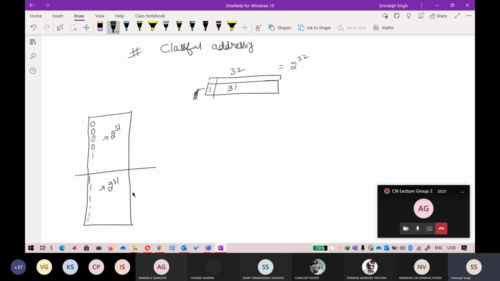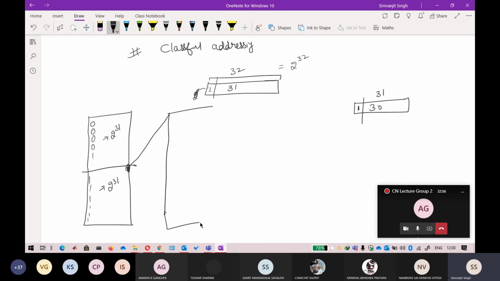Now understand this particular point. I am standing here, and my address space is 31 bits, because that is the total available here. Out of these 31, I am again fixing one bit, and the remaining part is 30. If I fix one bit again, I can divide it into two parts, where the first bit is already fixed, that is 1.